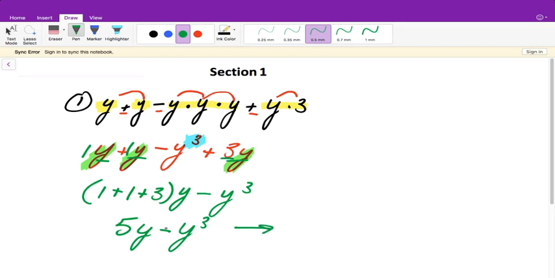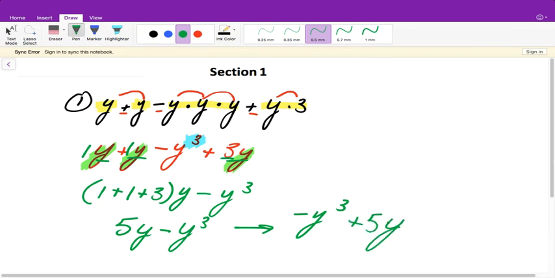If you wrote it like this, I would accept it. Later on, we'll talk about y. But you can also write it as negative y cubed plus 5y. All right, that's it for the first question. Let's move on to the second.